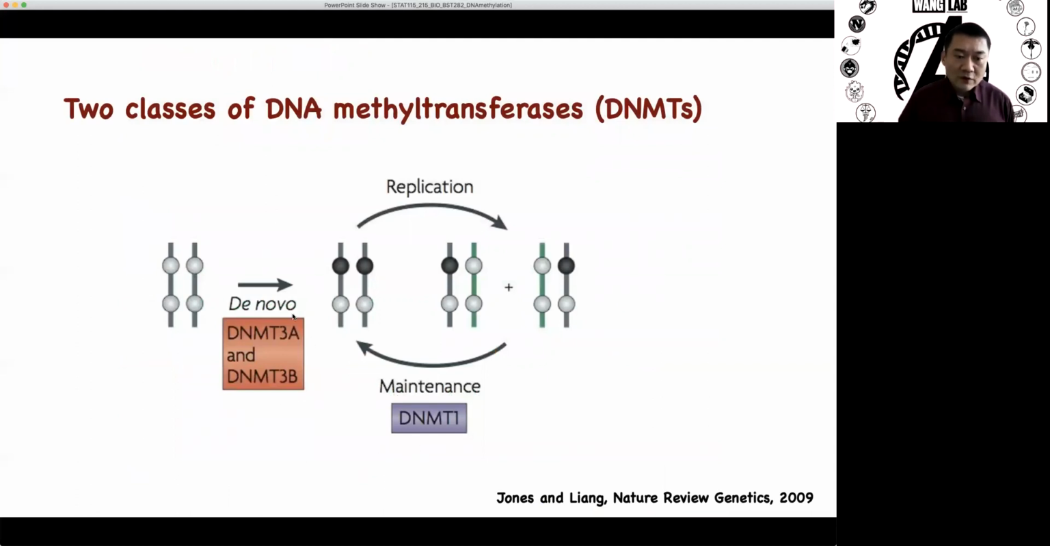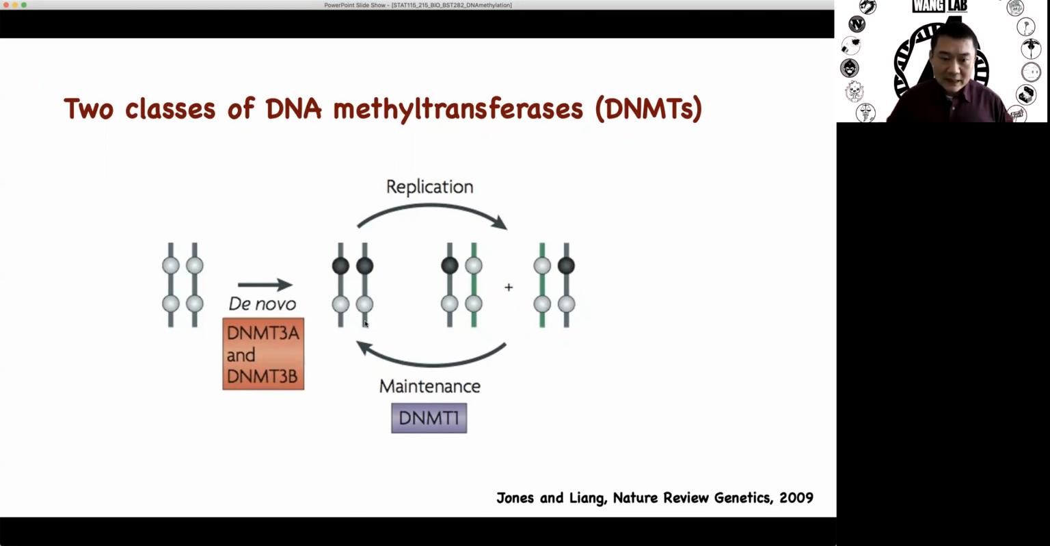One is called de novo DNA methyltransferases. There are two in human, 3A and 3B. They can directly methylate a piece of DNA, right? But we also have another one called DNA methyltransferase 1, which is a maintenance enzyme.